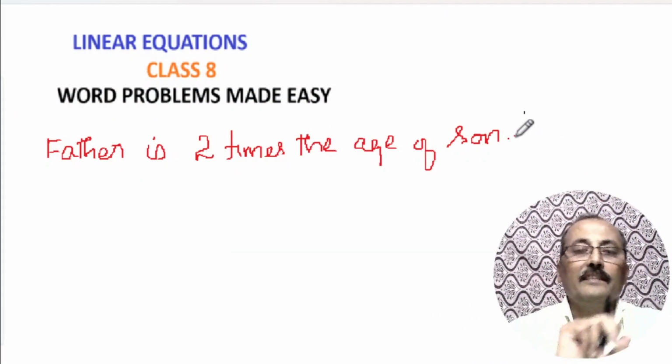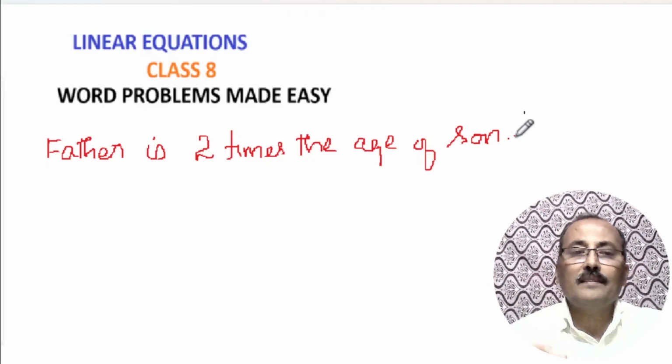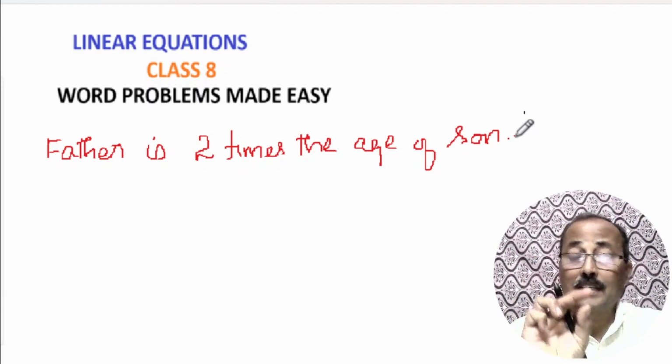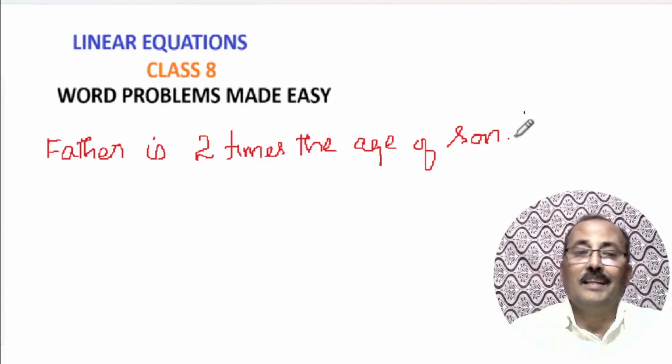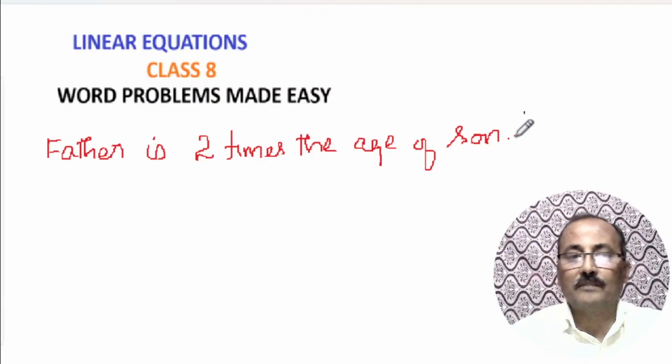First, let me take this example. Father is 2 times the age of son. This is a word problem in linear equation. We are going to form an equation, but whether this statement alone can give an equation or not, let us see. What they say is, father is 2 times the age of the son.